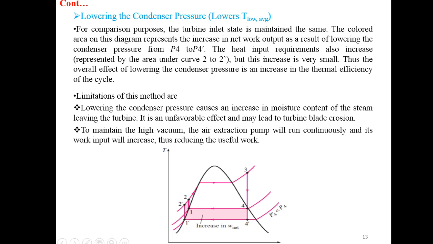To maintain high vacuum, the air extraction pump will run continuously and its work input will increase, thus reducing the useful work. So, in order to maintain lower pressure in the condenser, that is this pressure P4 dash, we have to use an air extraction pump, and for that we need to supply the additional work.